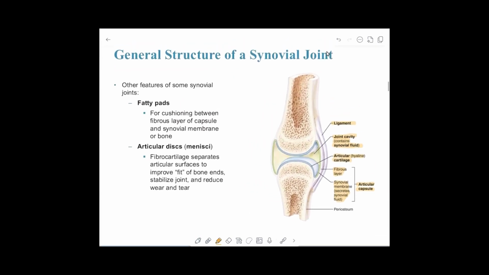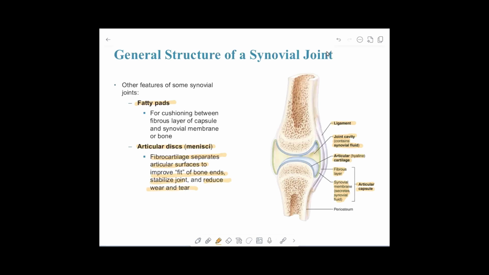So some of those features include fatty pads, which are very strategically placed in areas where there's going to be a lot of stress on that joint. So they're for cushioning between the fibrous layer of the capsule and the synovial membrane or the bone. Then there's also articular discs, which in the knee are called menisci. These fibrocartilage discs are going to separate the articular surfaces to improve the fit of both ends, stabilize the joint, and reduce wear and tear.